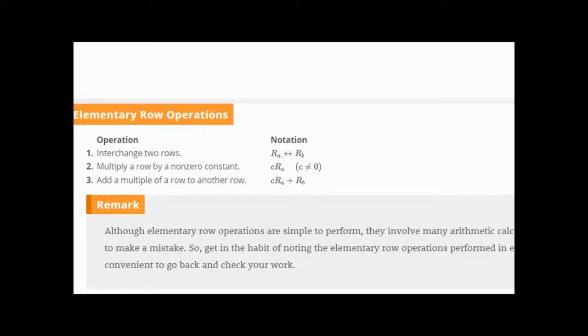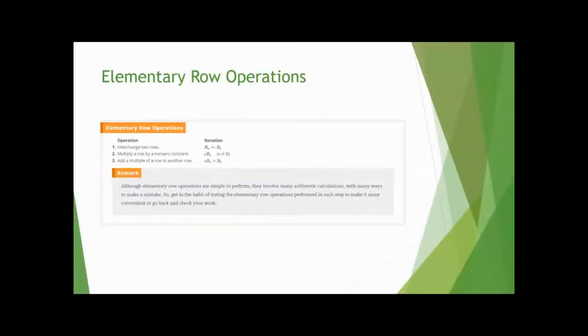If I'm adding a row to another row, then I will show it with the plus sign here. So I do basically use this notation. I don't use capitals, but it's basically the same thing. And I mentioned this a little bit when we were talking about Gaussian elimination last week, about how you get a lot of calculations and it's very easy to make a mistake. So the book has a remark here to make sure you write down each step that you perform so that it's easier to check your work.